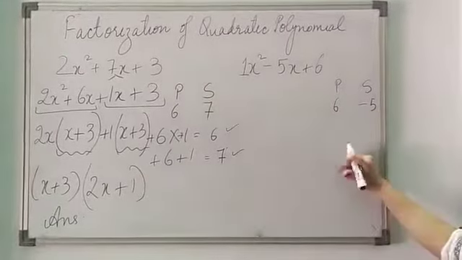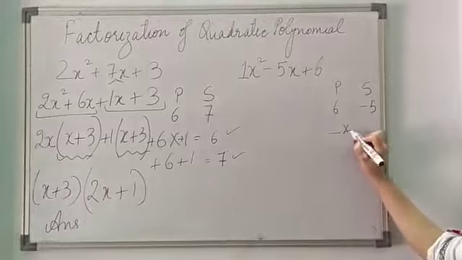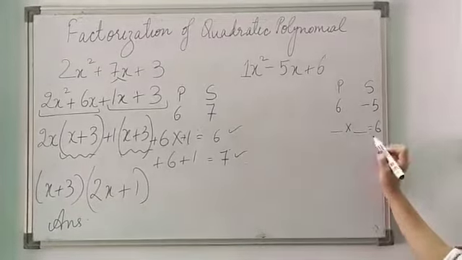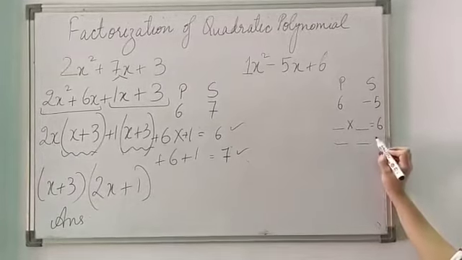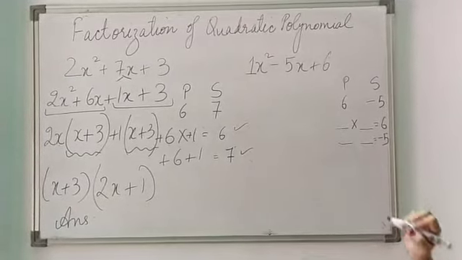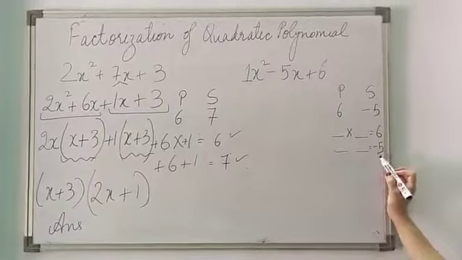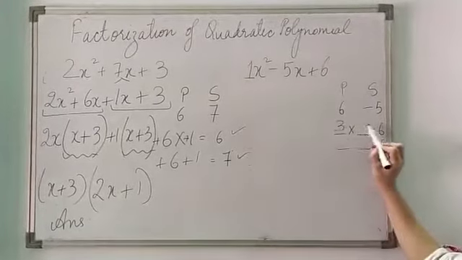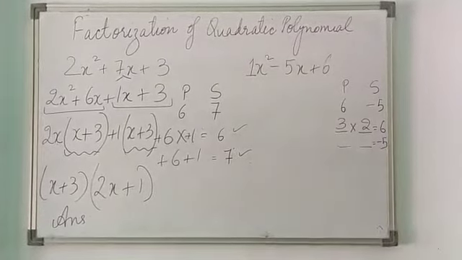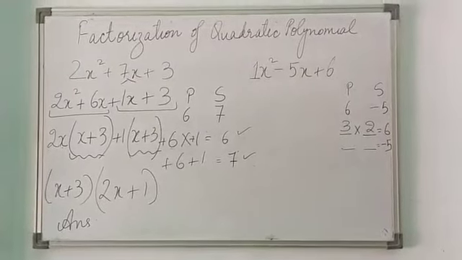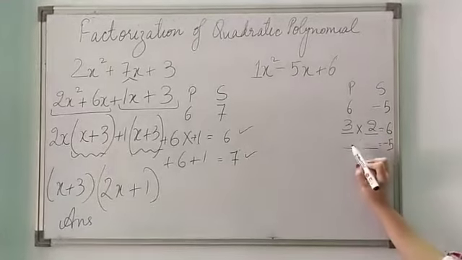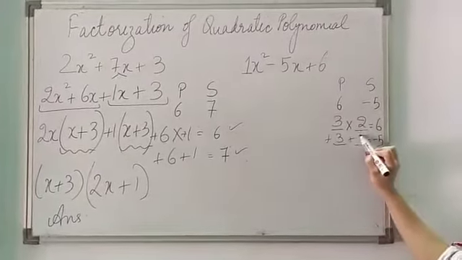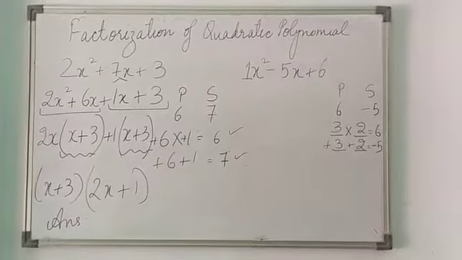Okay. Now you have to think of two numbers whose multiplication should give you 6, and the same numbers on addition or subtraction should give you minus 5. So now let's see. 3 twos are 6. If I take my 3 and 2, then I will get 6. But if I take plus 3 and plus 2, that will give plus 5.